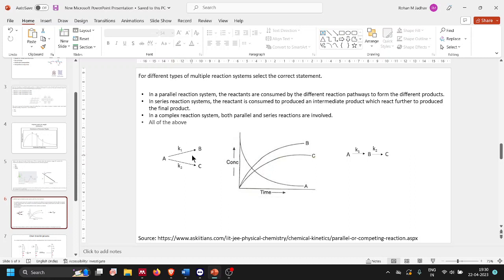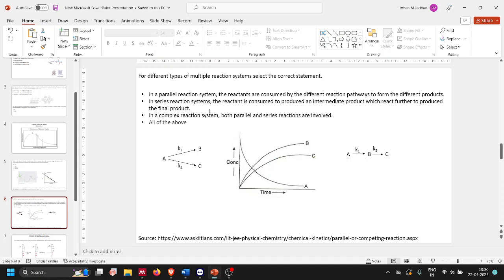So this is a parallel reaction system where A forming B and A forming C are competing with each other, and with respect to that, K1 and K2 are defined. So in a parallel reaction system, the reactants are consumed by different reaction pathways to form the different products. So this statement is true.